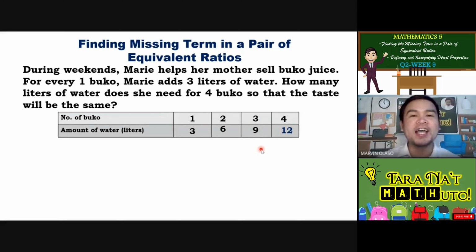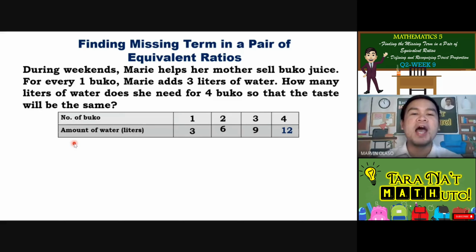So we have now the final answer as 12 liters. So yun ang kinakailangan para hindi pa rin mawawala or magbabago yung lasa ng buko. Okay, so that's one strategy, no? So another strategy in finding the missing term, so ito yung madalas na ginagamit, kaya panoorin yung mabuti. Okay, by using the what? Yes, the equation. So ito na ang equation natin.